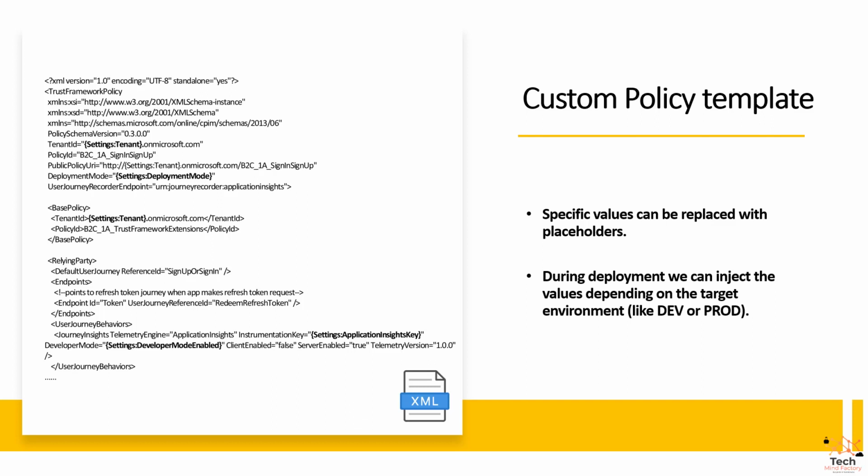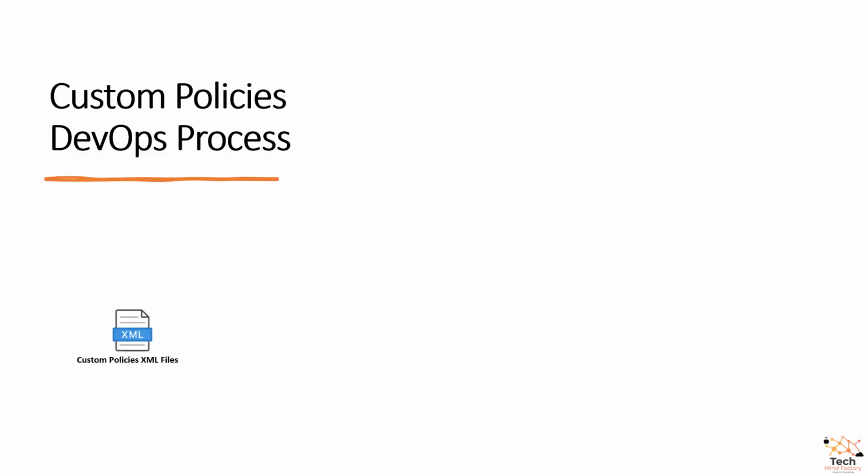So if we have a dev environment, we can use specific parameters for the development environment. If we have a production environment, we can obviously inject other parameters. And if you use Azure DevOps, for instance, probably you know that there are variable groups. So you can have different variable groups, and depending on the environment type, you can use a specific environment group, extract the settings, and inject those values here in the custom policy file during deployment.